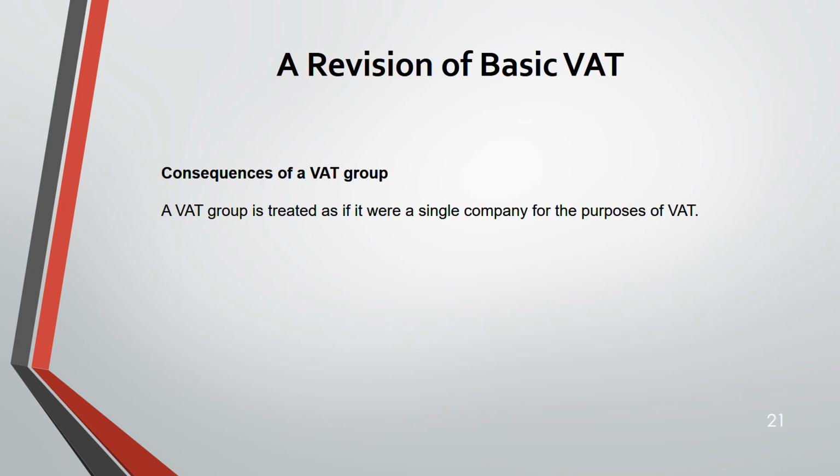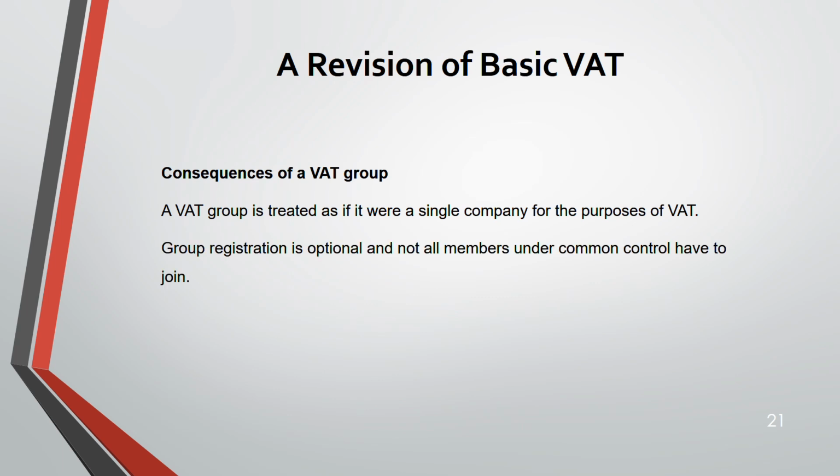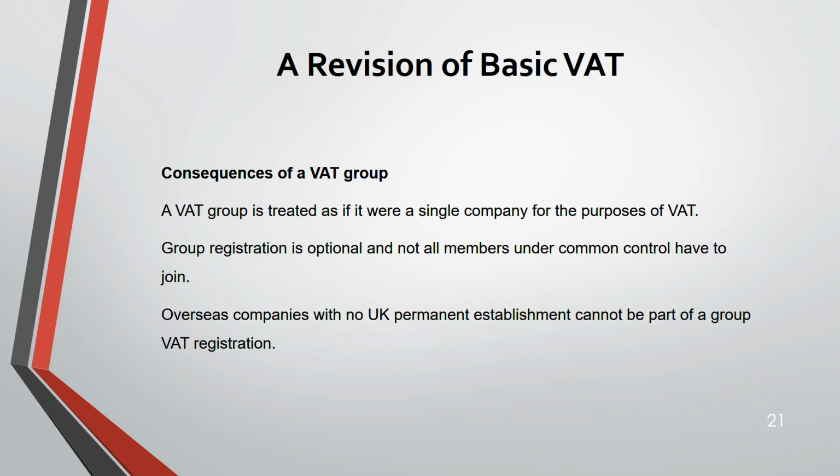Next, consequences of a VAT group. A VAT group is treated as if it was a single company for the purpose of VAT. Group registration is optional and not all members under the common control have to join. It's not compulsory. And what about an overseas company? An overseas company with no UK permanent establishment cannot be a part of a group VAT registration. If you are transacting with an overseas company who has no UK permanent establishment, whatever transactions you are doing with them will be treated as exports or imports.